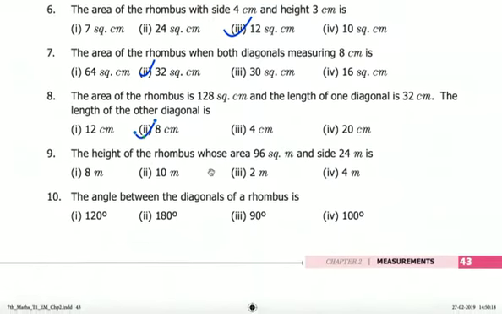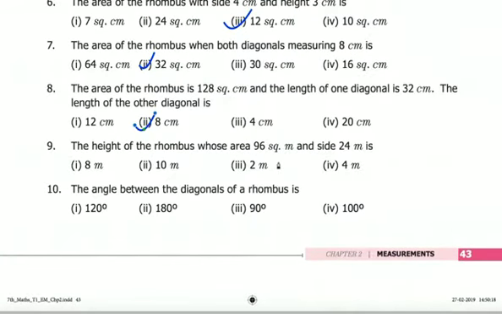The height of the rhombus whose area is 96 square meter and side is 24 meter is 4. The angle between the diagonals of the rhombus is 90.